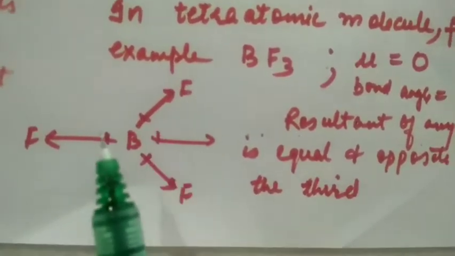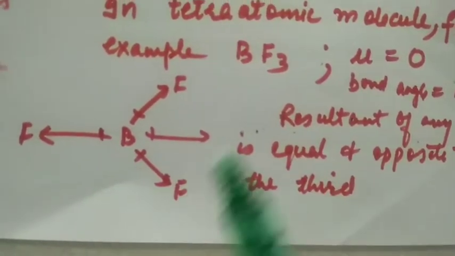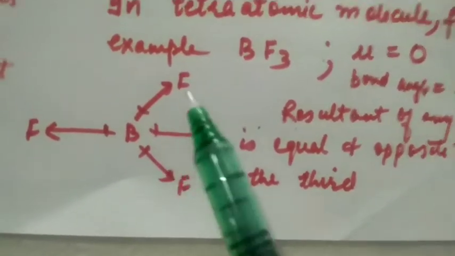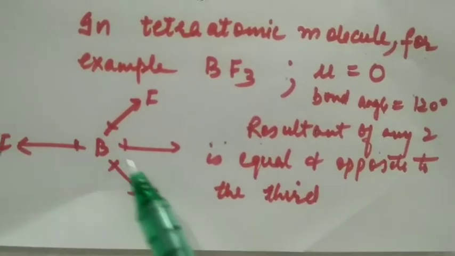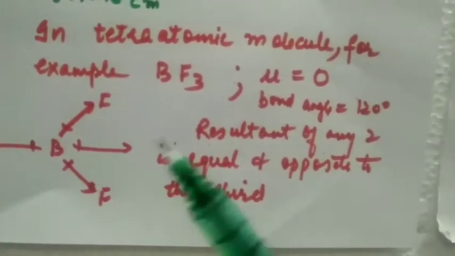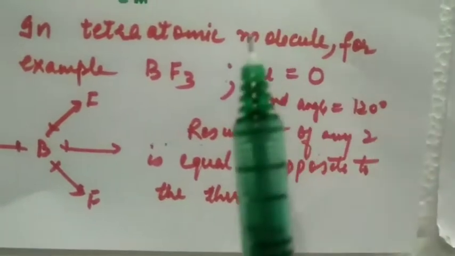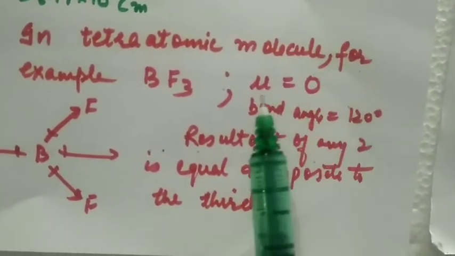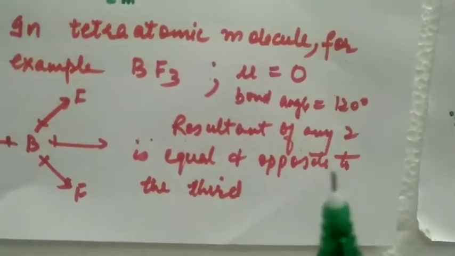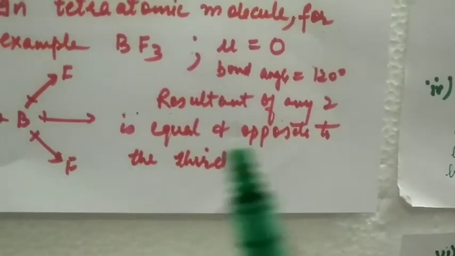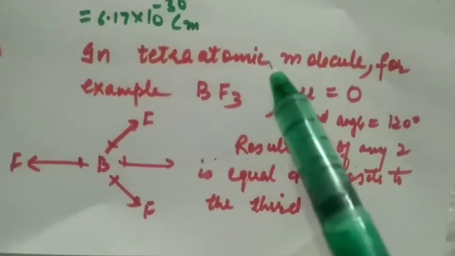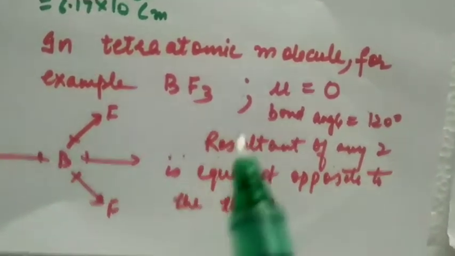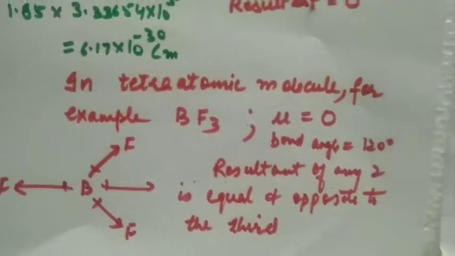BF3. The shape is trigonal planar. The bond angle between them is 120 degrees. On the whole, when you add all the three bond dipoles, the total net dipole moment comes out to be 0. The resultant of any two is equal and opposite to the third. So the tetraatomic molecule like BF3 is non-polar even though each bond is polar.